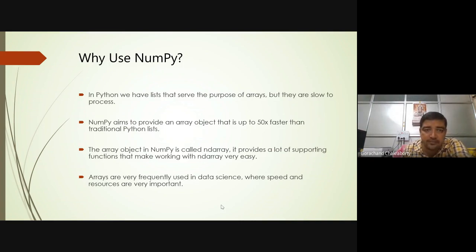So why do we use NumPy? In Python, we have lists that serve the purpose of arrays, but they are slow to process. So NumPy aims to provide an array object that is up to 50x faster than traditional Python lists. So basically, it gives a faster result. The array object in NumPy is called ndarray, and it provides a lot of supporting functions that make working with ndarray very easy. Arrays are very frequently used in data science, where speed and resources are very important.